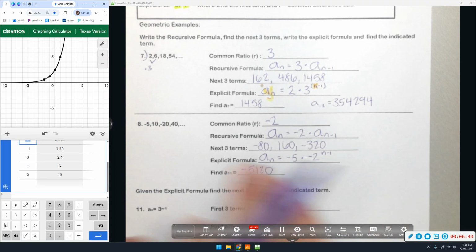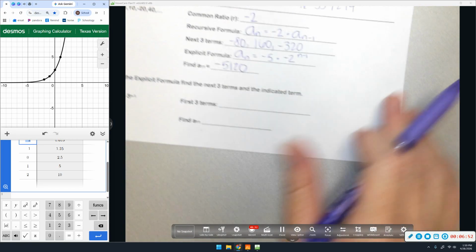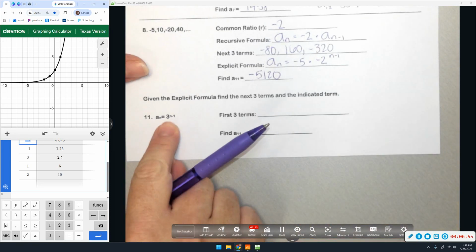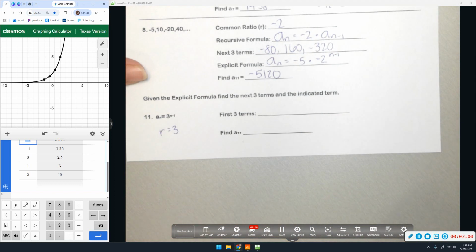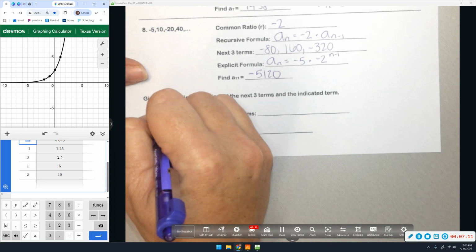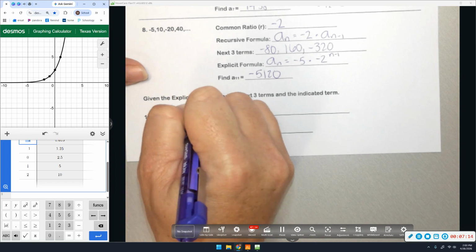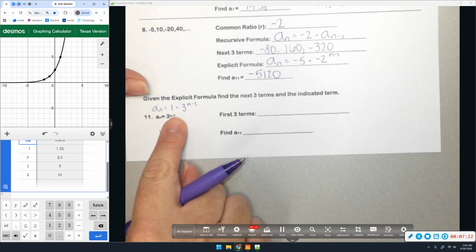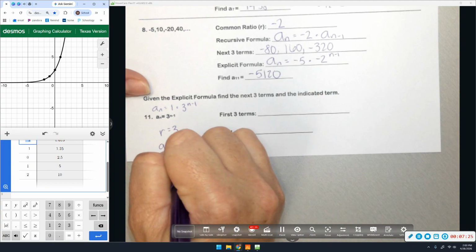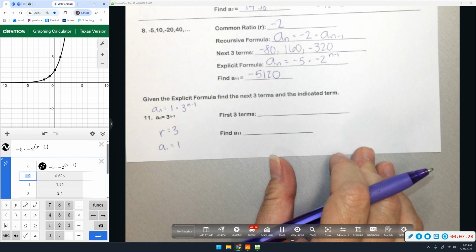Okay, the next one. What do you notice is missing in the equation? The first number, which is my first term, right? This is telling me r equals 3 because our r is what has the exponent. What number could we plug in there to be your first term that wouldn't change anything multiplying? 1. If I rewrote this as a sub n equals 1 times 3 to the n minus 1, does that change? If you multiply by 1, does it change anything? No, that's why it's without the 1, but that's what your a sub 1 would be, 1, if there's nothing there. So we're going to type that equation in.